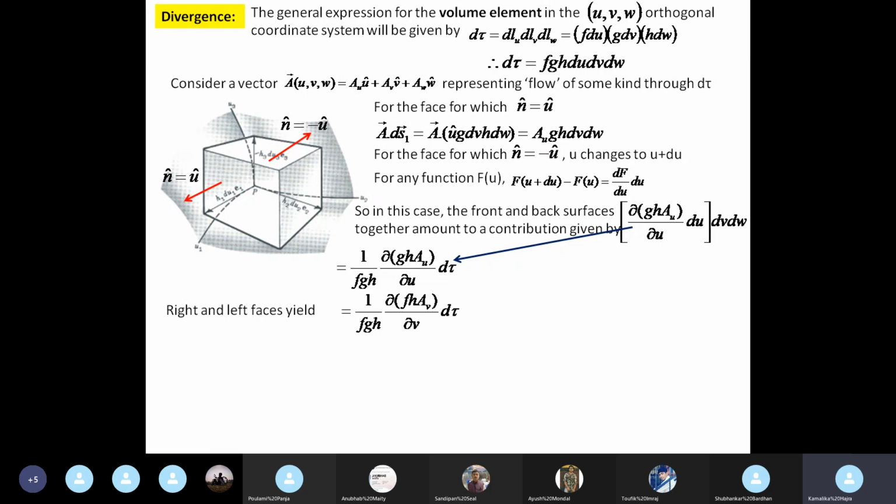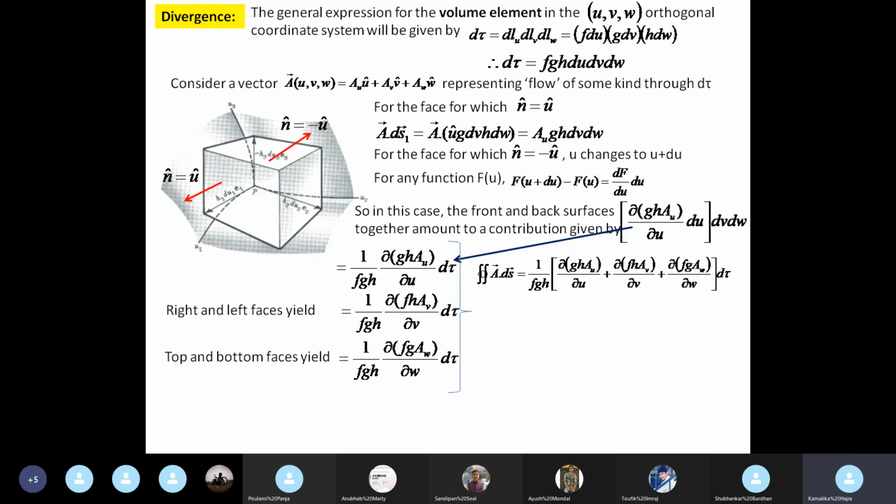So this is the front and back surface. Similarly, right and left surfaces will yield 1 by fgh del v of f h A_v d tau. You can yourself write this down from symmetry. And top and bottom surfaces will yield 1 by fgh del w of f g A_w d tau. Okay, so together from the 6 surfaces, the net outcome will be given by 1 by fgh, sum of these 3 expressions, into d tau.